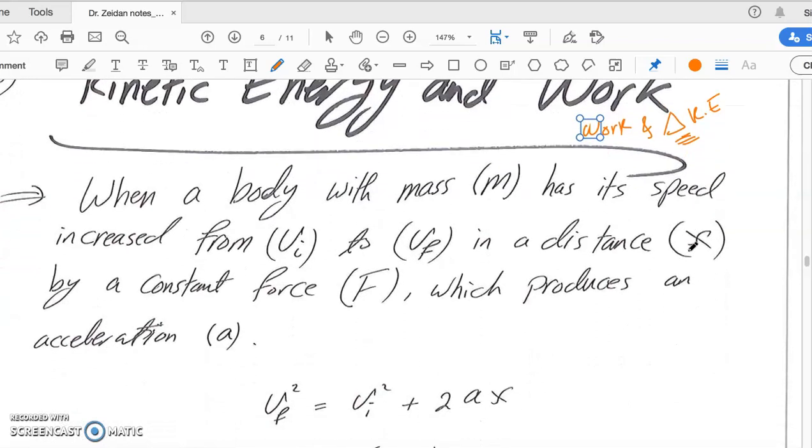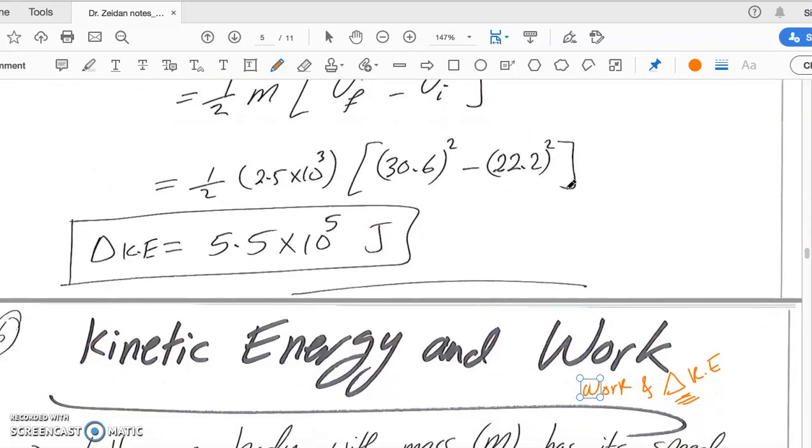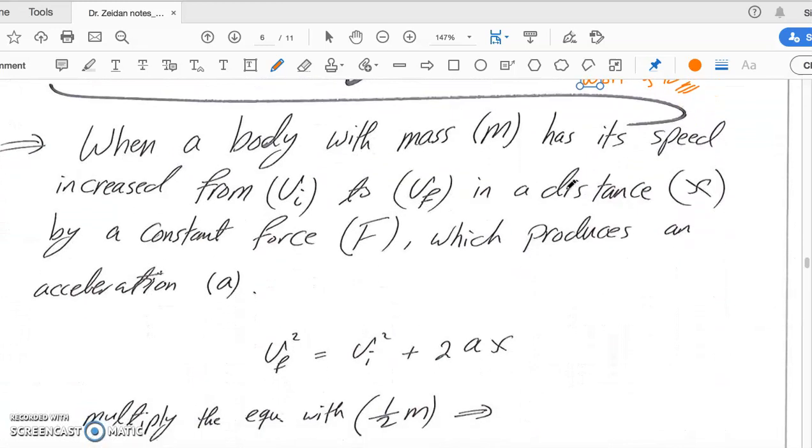So here we have a body of mass m whose speed increases from v initial to v final over a distance x by a constant force F, which produces an acceleration a. If an object is changing its velocity, it will do so along a certain distance. That reminds us of the equations of motion: v final square is equal to v initial square plus 2ax. So the change in velocity will cause acceleration.